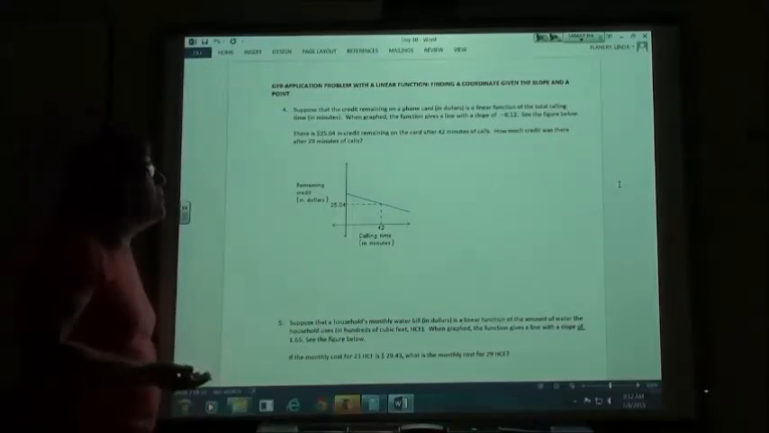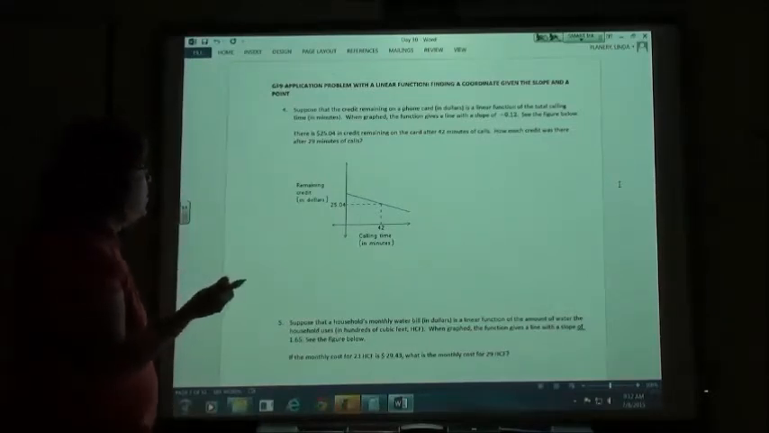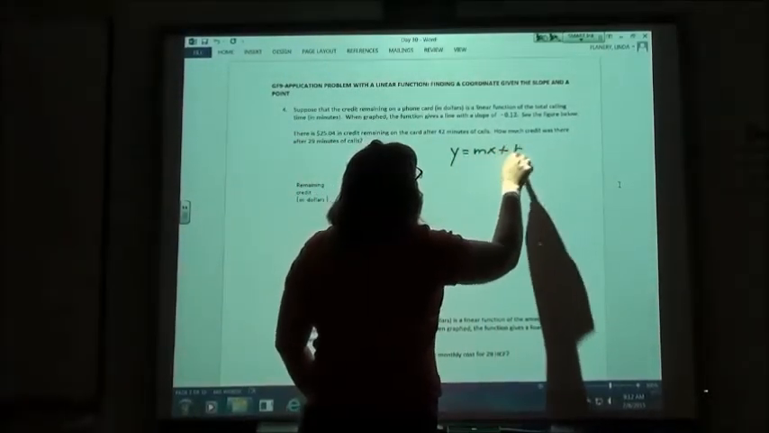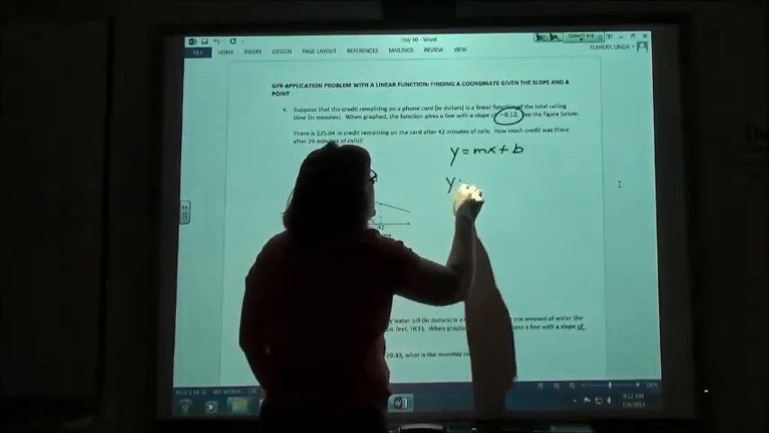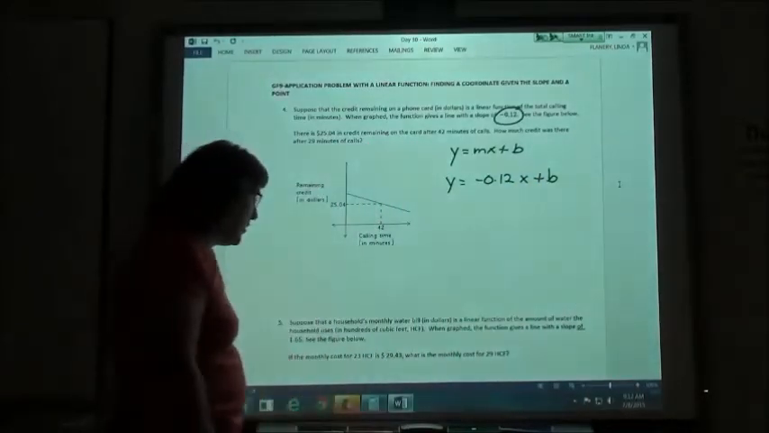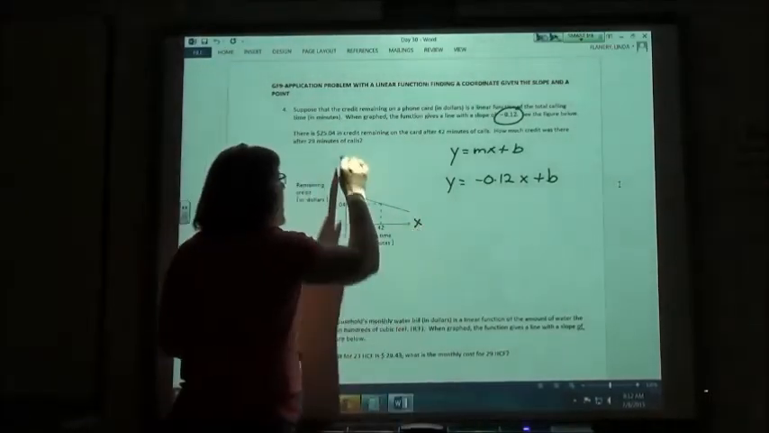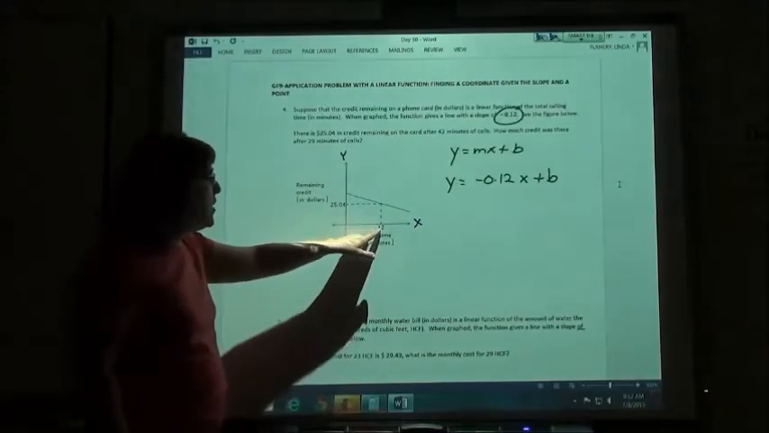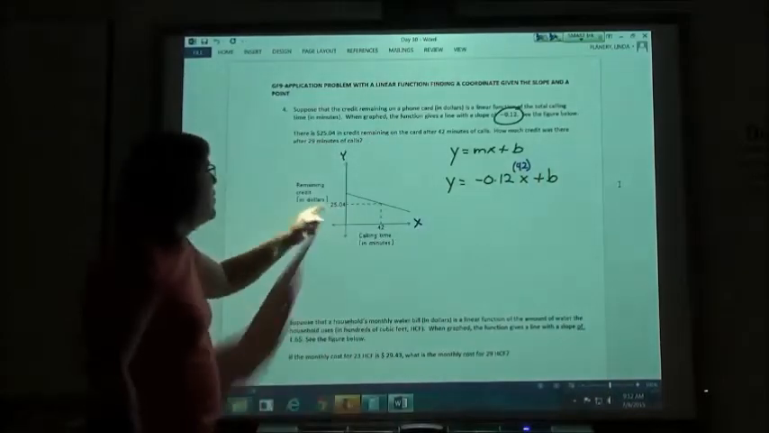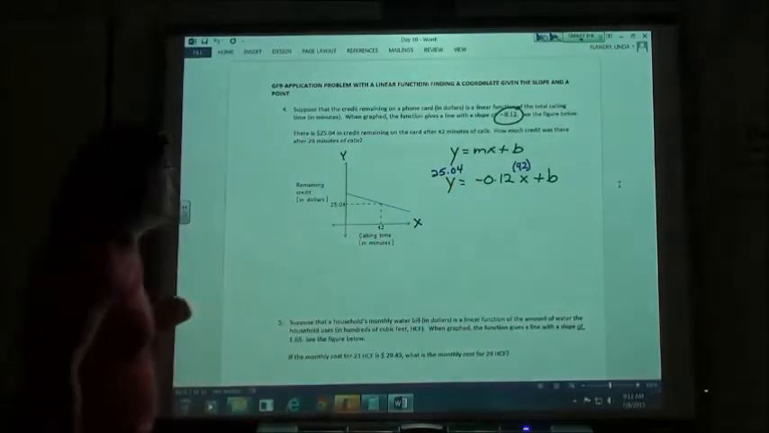So what we want to do is come up with the equation of the line, because we know the slope and we know a point on the line. So if I have y equals mx plus b, I know that my slope is going to be negative 0.12. So y equals negative 0.12x plus b. I am then going to use this point. This is my x, this is my y. So the 42 is going to go in for the x, and the $25.04 is going to go in for my y.